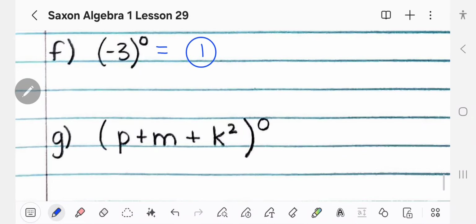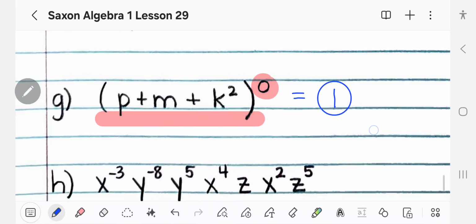G, that one looks rough, doesn't it? Until you notice something. What do you notice? The whole base is being raised to the 0. So guess what this whole thing is equal to? 1. The whole value is equal to 1. You hope there are lots of those in homework, right?